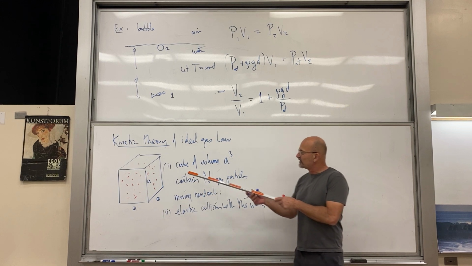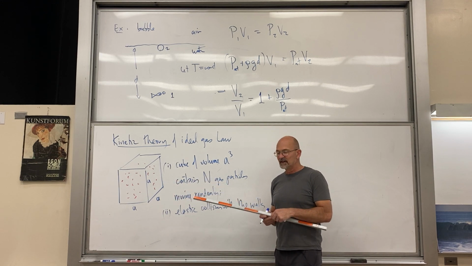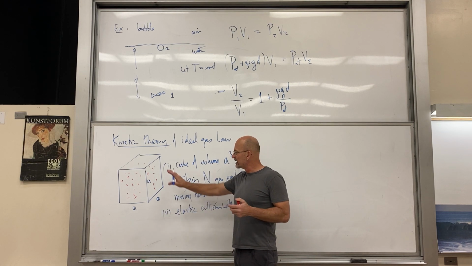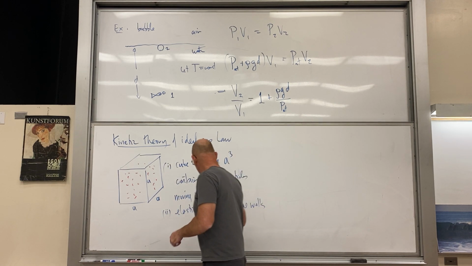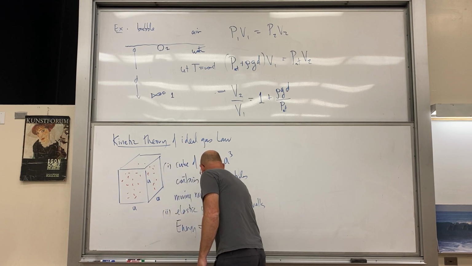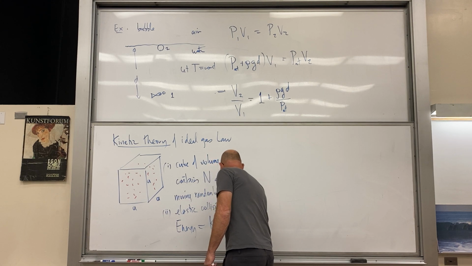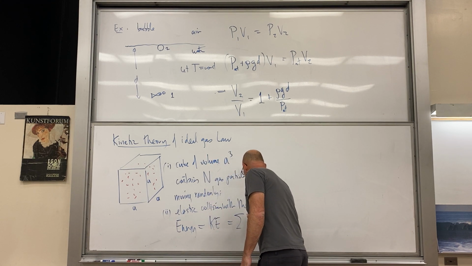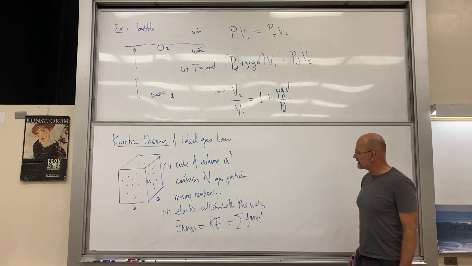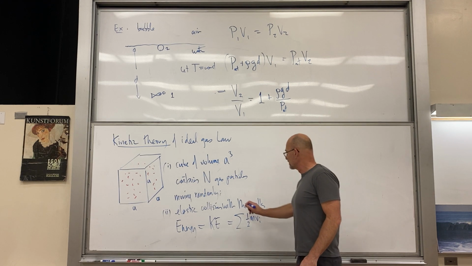The energy is just going to be kinetic energy. So the energy of the gas particles is just the sum of their individual kinetic energies. So energy is equal to the kinetic energy, and that's just the sum of all the 1/2 mv squared, all of the little contributions of energy there.